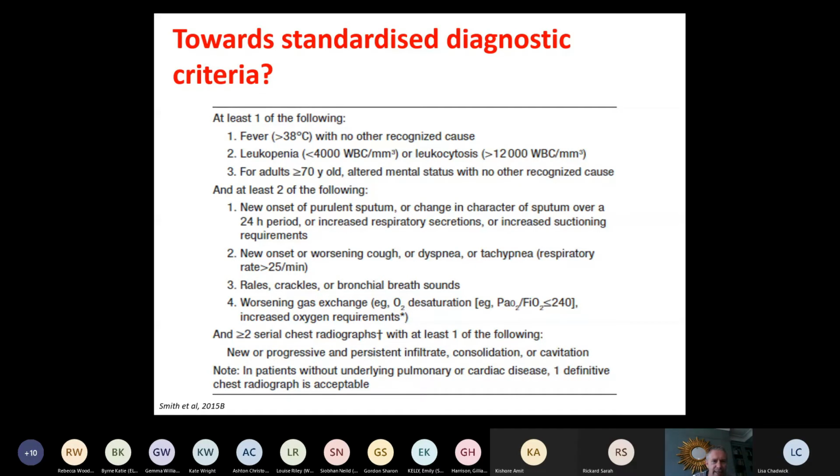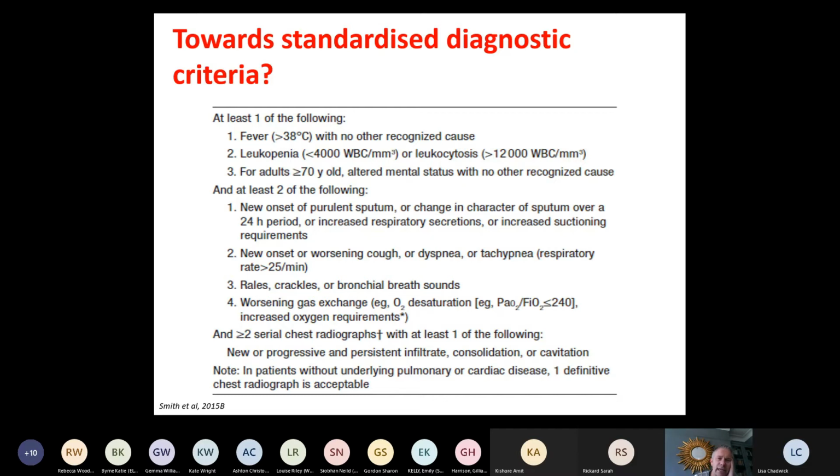They're based on the CDC criteria, and they are rather arbitrary in terms of all of the thresholds. For example, a fever of 38, nobody really knows where that came from. Leukocytosis of greater than 12,000, nobody really knows where that came from. Tachypnea with a respiratory rate of 25, which is actually really quite high, nobody really knows where that came from.